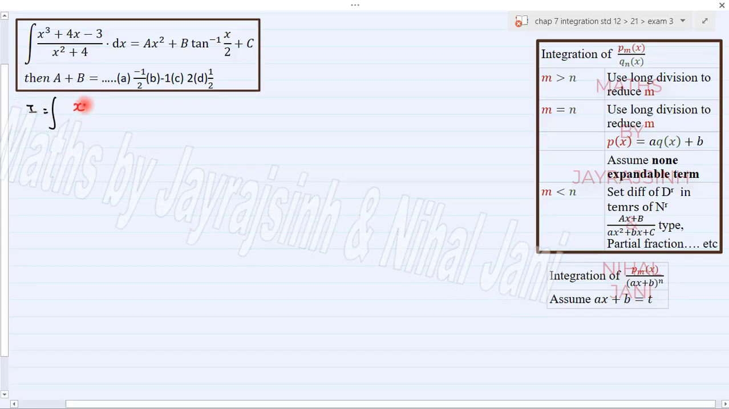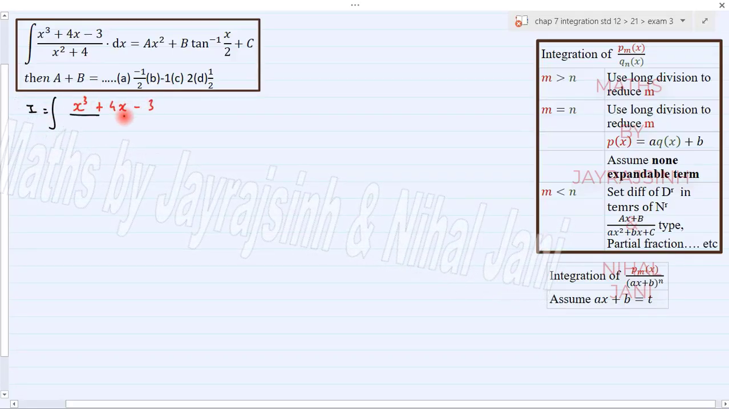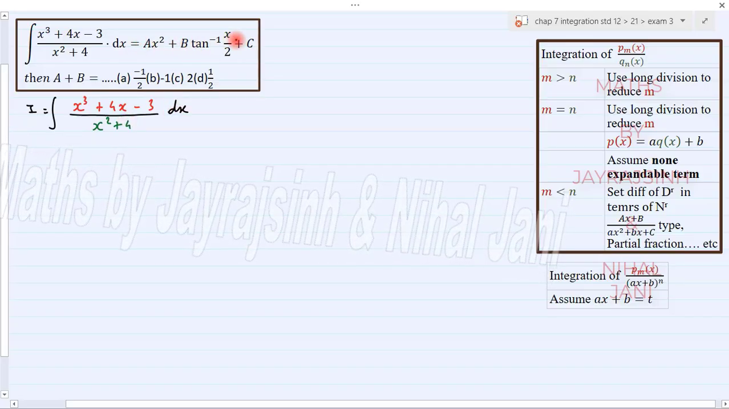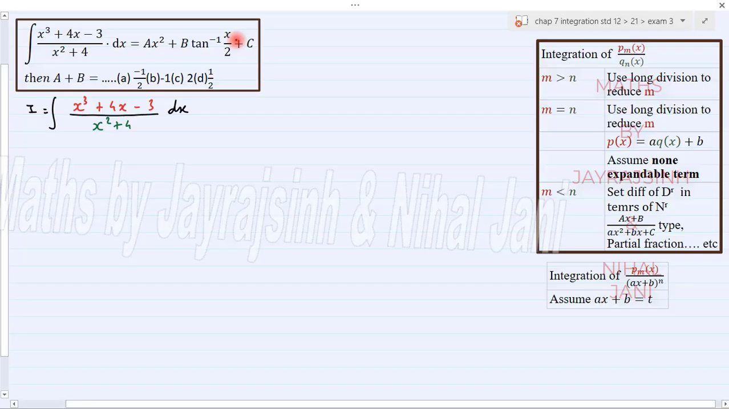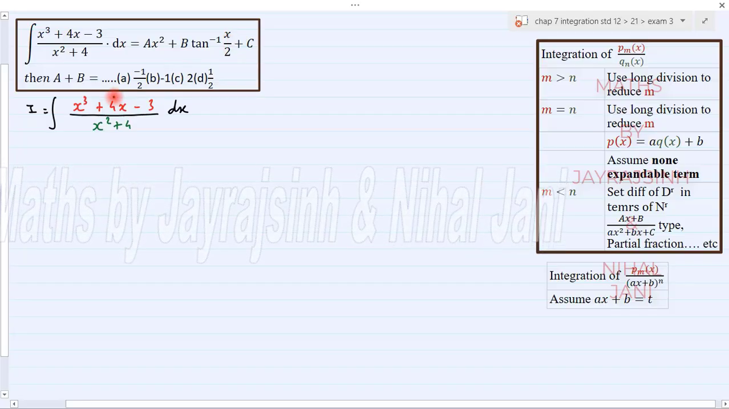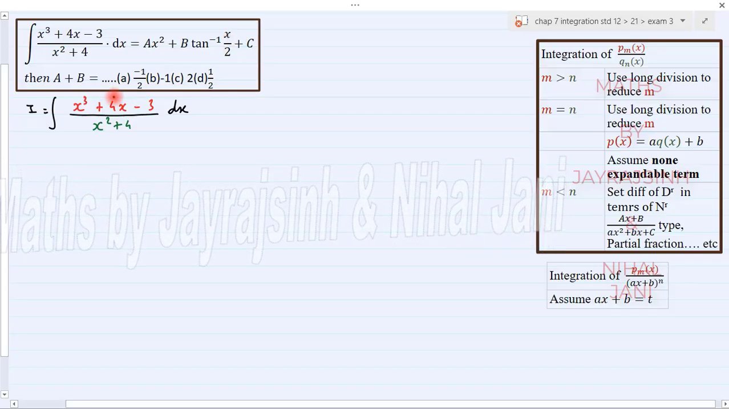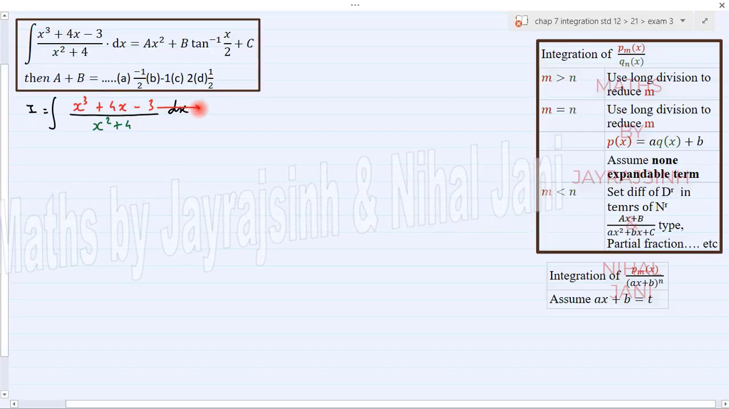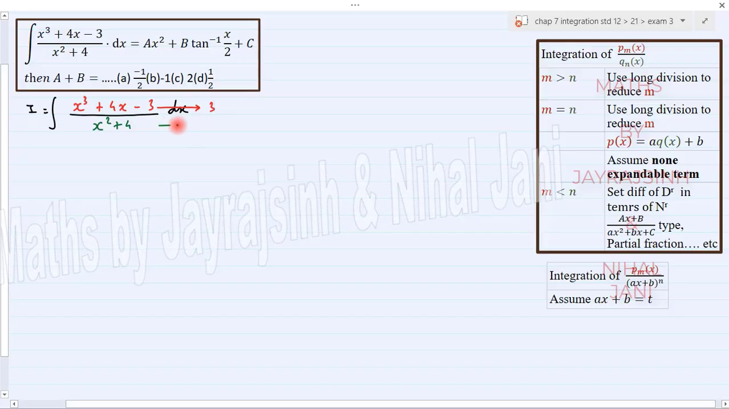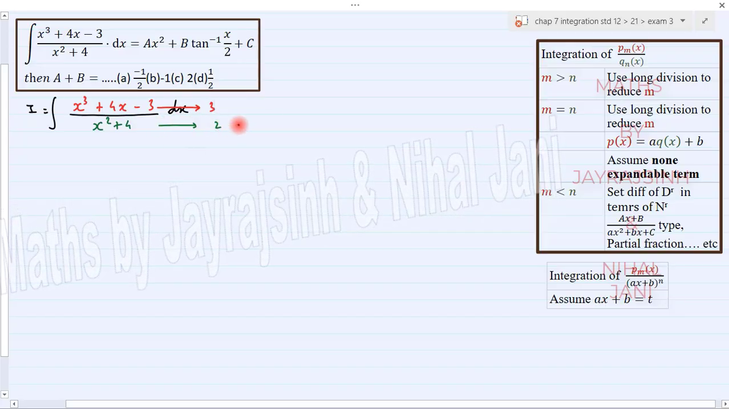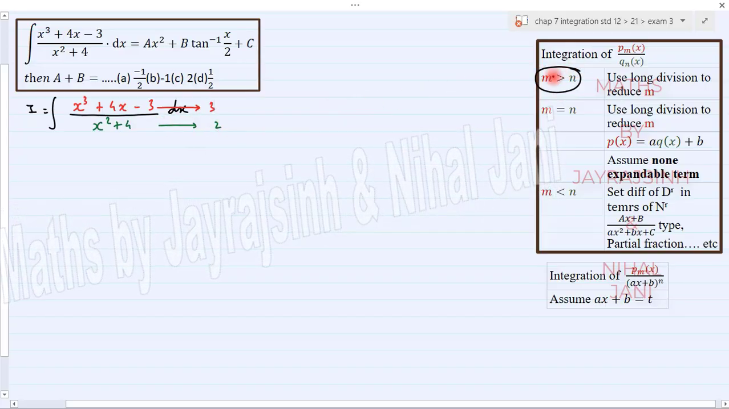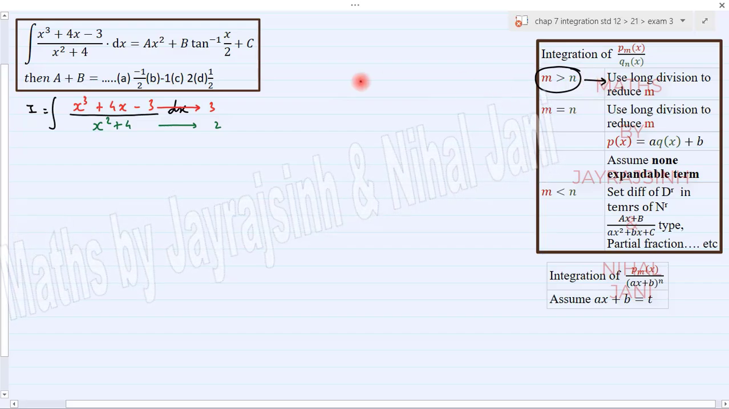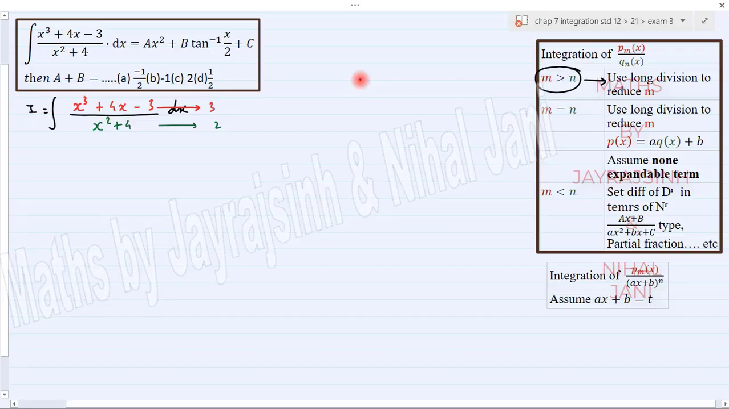Here you have to integrate x cube plus 4x minus 3 upon x square plus 4 is equal to ax square plus b tan inverse x by 2 plus c. Then we have to find a plus b. To get the value of a and b, we have to integrate our left hand side. The order of numerator is 3 and order of denominator is 2. Here the order of numerator is greater than order of denominator. So we have to use long division to reduce the order.